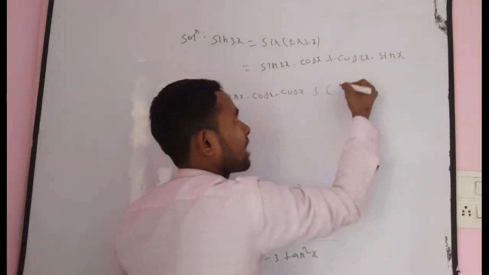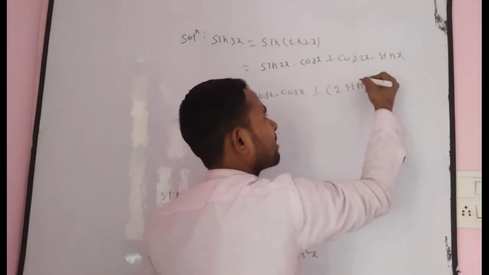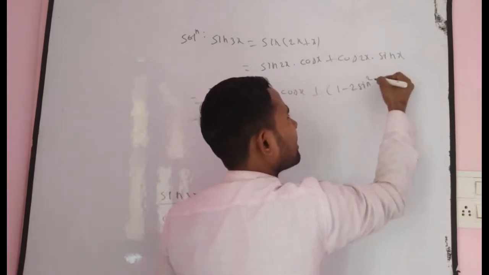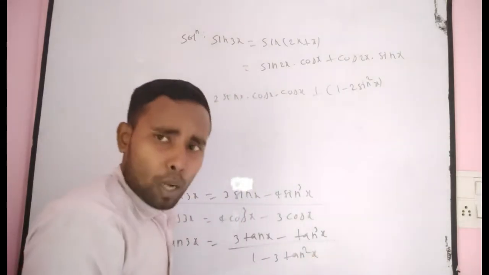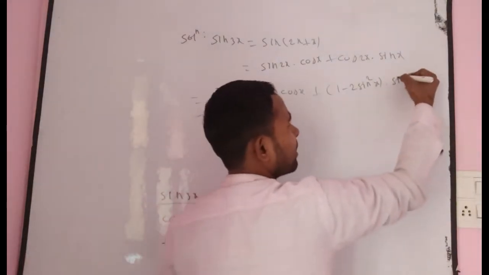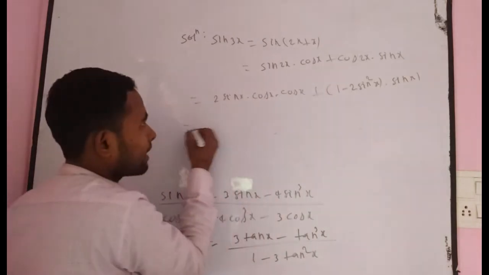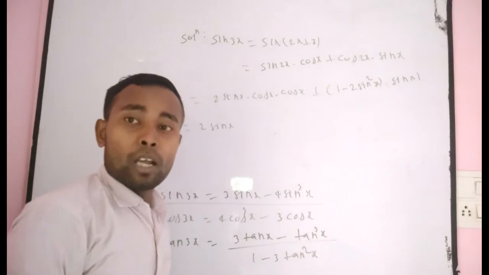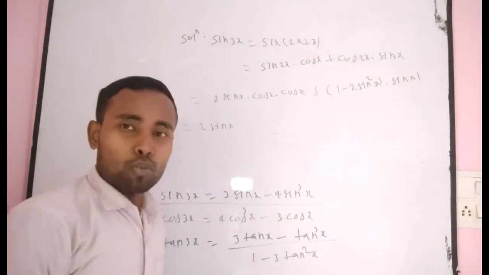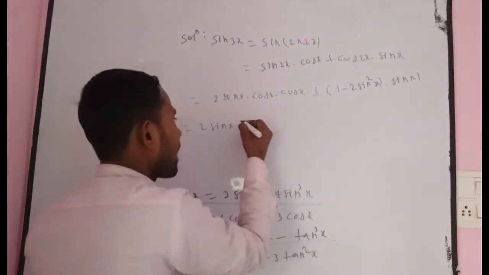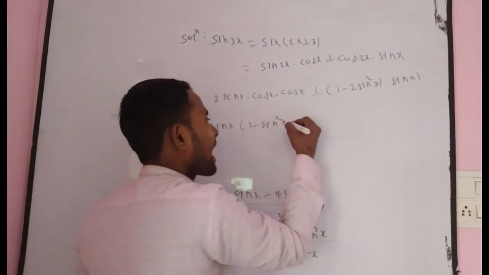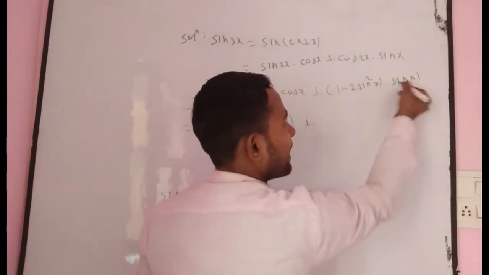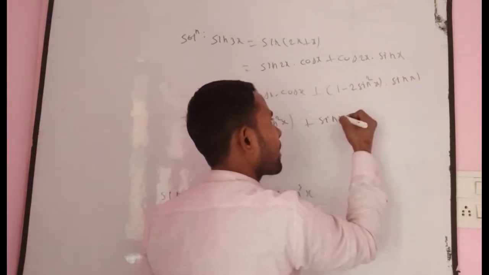plus cos 2x can be written as, sorry, 1 minus 2 sin square x. Can I write 1 minus 2 sin square x into sin x? Now here you get 2 sin x into cos x, that will be cos square x. As you know, cos square x is equal to 1 minus sin square x. I want to replace cos square x directly by 1 minus sin square x. Then the next term will be, if you multiply by sin x in both terms, sin x minus 2 sin cube x.